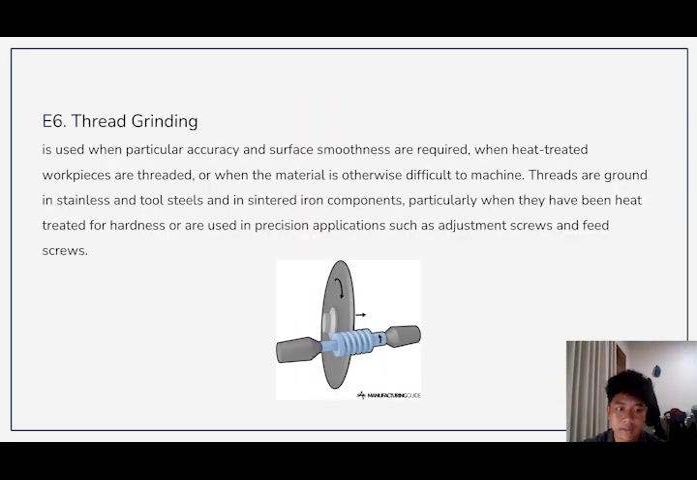This one is thread grinding. It is used when particular accuracy and surface smoothness are required, when heat-treated workpieces are threaded, or when the material is otherwise difficult to machine. Threads are ground in stainless and tool steel and sintered iron components, particularly when they have been heat-treated for hardness or are used in precision applications such as adjustment screws and feed screws.